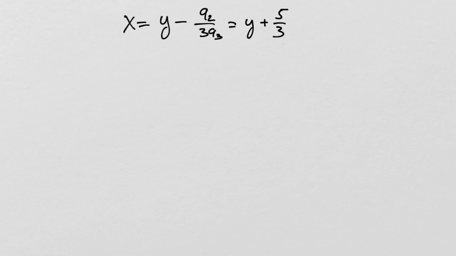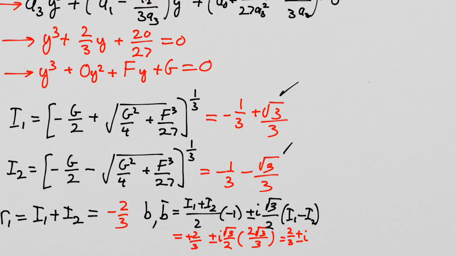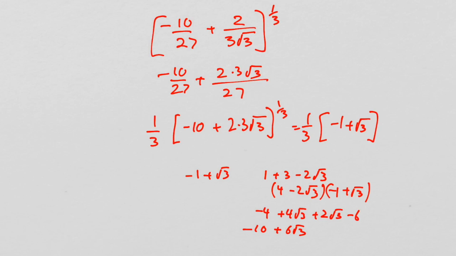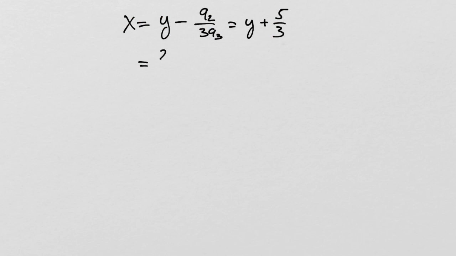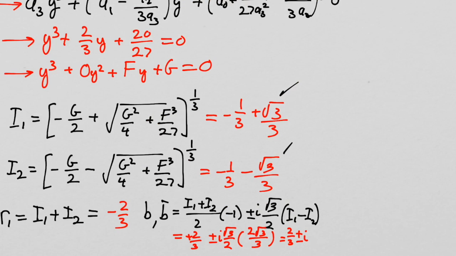So the substitution we have to deal with is y minus a2 over 3a3, which is y plus 5/3. And then I think we had, what was our final result for the roots? It was 2/3 plus or minus i. So that's going to be 2/3 plus or minus i plus 5/3, which is going to be... well, that's not right. Something's wrong. I did something wrong, and I can almost guess what it was.